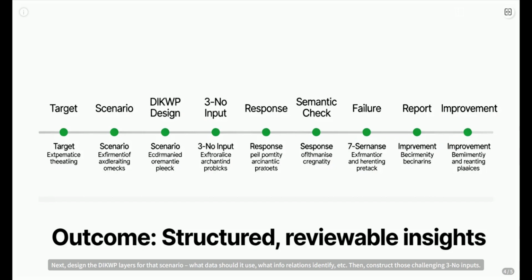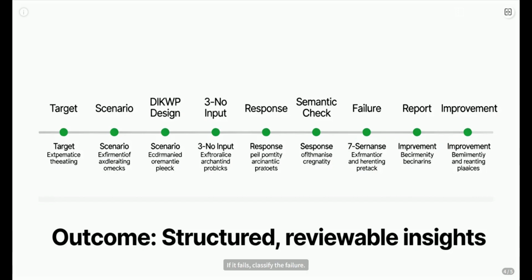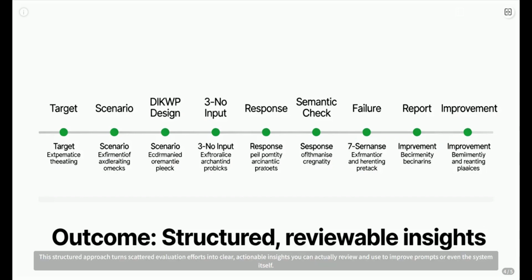Then construct those challenging 3-No inputs. Feed them to the model, capture its response, and then perform a semantic check against your expectations based on the DIKWP design. If it fails, classify the failure. Finally, generate a detailed report. This structured approach turns scattered evaluation efforts into clear, actionable insights you can actually review and use to improve prompts or even the system itself.